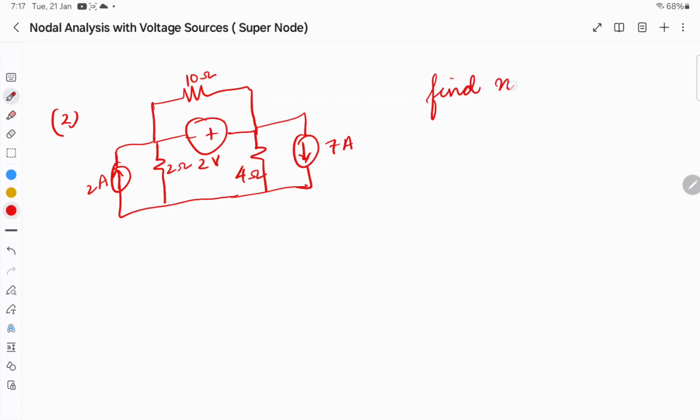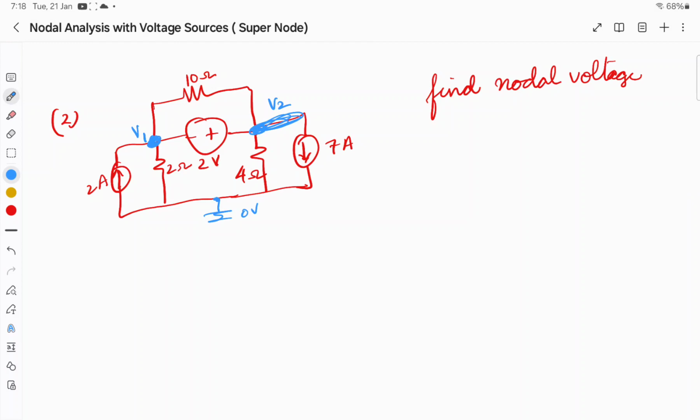Find nodal voltages, right? The nodal voltages are this. So this is a node. Let me give the name V1. This is a node, the entire thing is a node. The nodal voltage is V2. This is a reference node. The nodal voltage is going to be 0, ground. Okay, the question is to find the voltages V1 and V2.